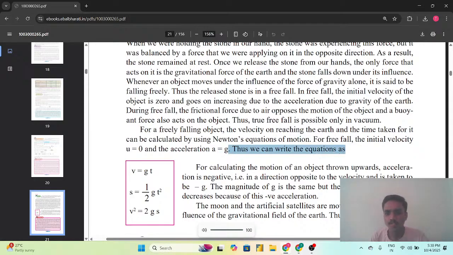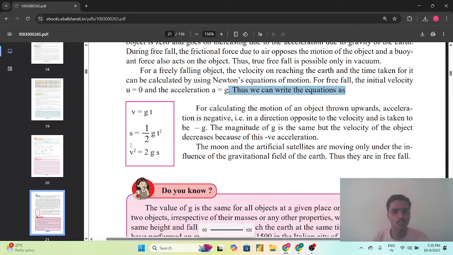Thus, we can write the equations as, तो इक्वेशन कैसे होंगे, v is equals to gt. As we are having Newton's first equation, v is equals to u plus at. Here, the initial velocity u is equals to 0. So v is equals to, and a is the acceleration due to gravity, that is g. So the first equation, v is equals to gt.